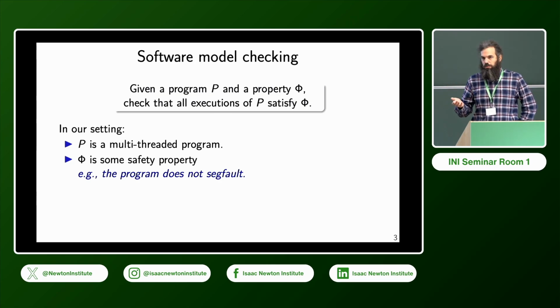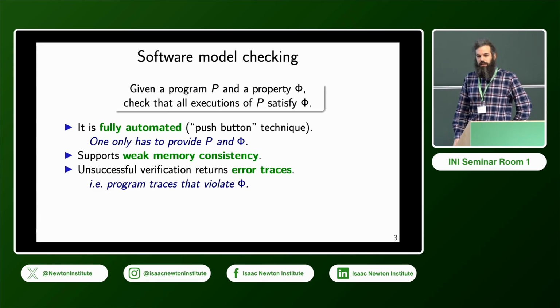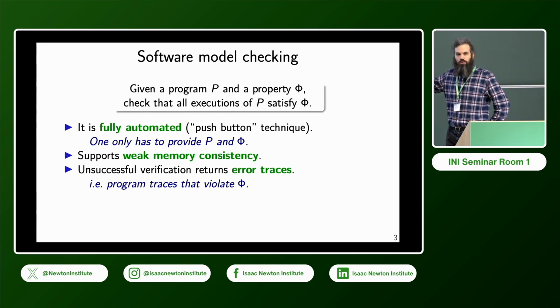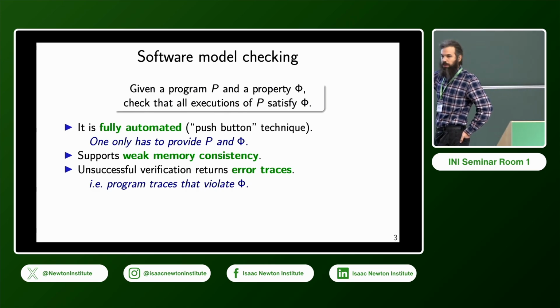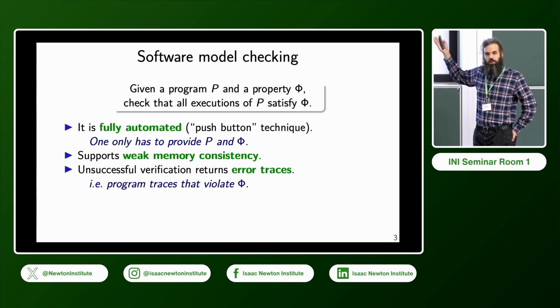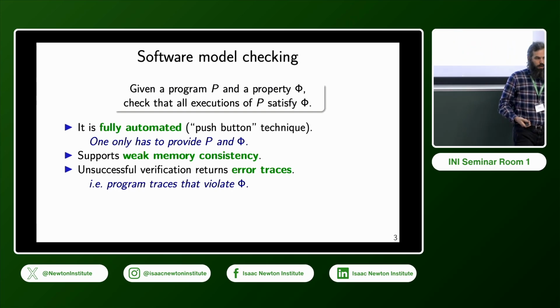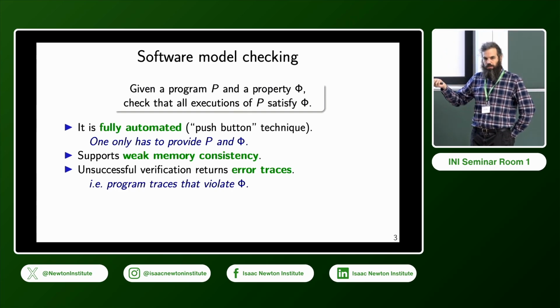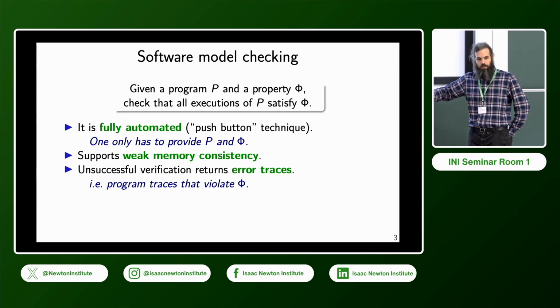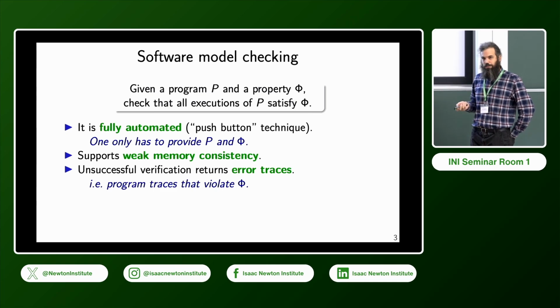So the program does not crash, or there are some assertions sprinkled inside the program, and for all executions of the program, these assertions should be satisfied. It's a fully automated approach. Usually you just run the tool and at some point it terminates. One has to provide only the program and the property in principle. It supports weak memory consistency quite easily: you just generate all the executions according to your weak memory model. And it has a nice effect that whenever there is a bug in your program, it produces an execution of the program leading to that bug. That's the nice part of the story.